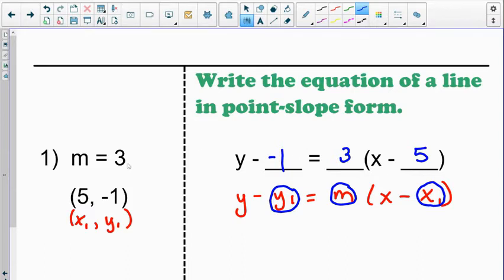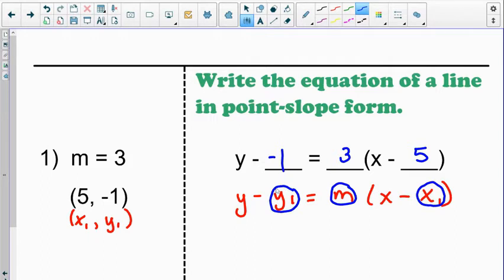Notice I didn't randomly place those numbers. I was very specific about where I put those. Okay, if m equals 3, I put 3 in for m. If my ordered pair starts with 5, that's my x-coordinate. I had to put that where x sub 1 is in my equation. And if my ordered pair has -1 as the y-coordinate, I have to put that in the place of y sub 1 in my equation.